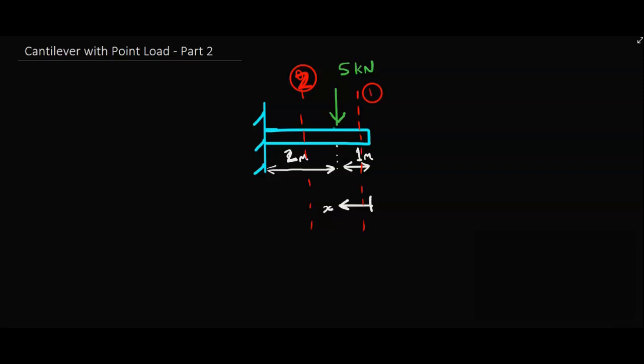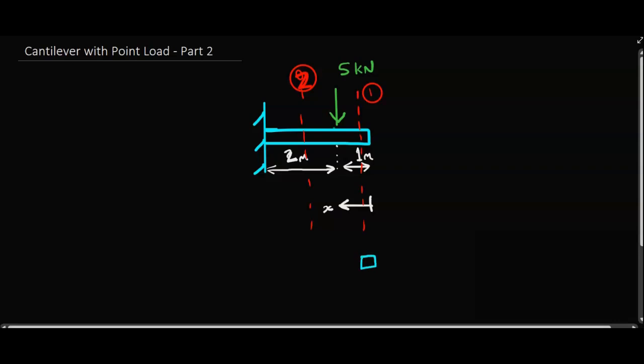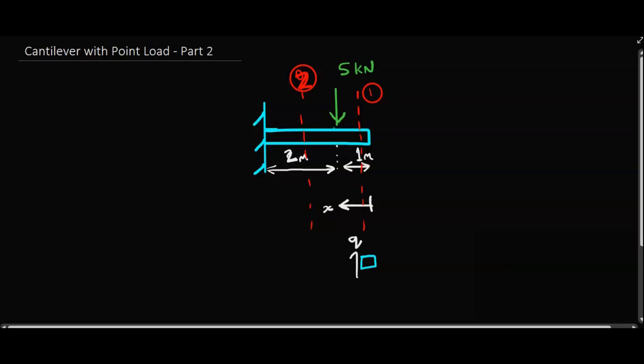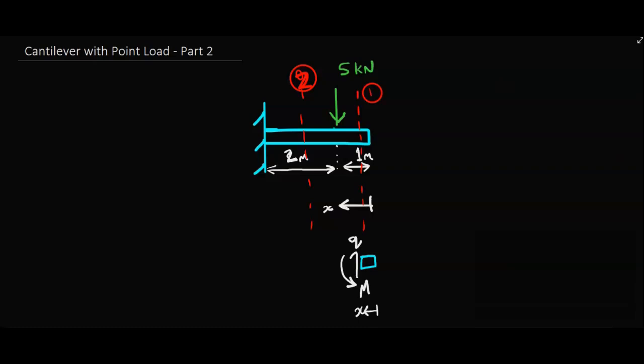So if we take the position of the first cut, we'd end up with a little sliver of beam here, and then we would have to introduce our shear force and moment to maintain equilibrium as a result of that cut, which is the shear force Q vertically upwards and a moment there. And don't forget, this is at position x.